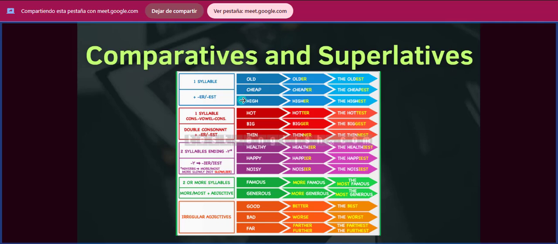such as old, cheap, or high, what we will do is to add er for the comparative and est for the superlative. So for example, old will get into older in the comparative, but the oldest in the superlative. Cheap will be cheaper in the comparative, the cheapest in the superlative. And high will be higher in the comparative and the highest in the superlative.